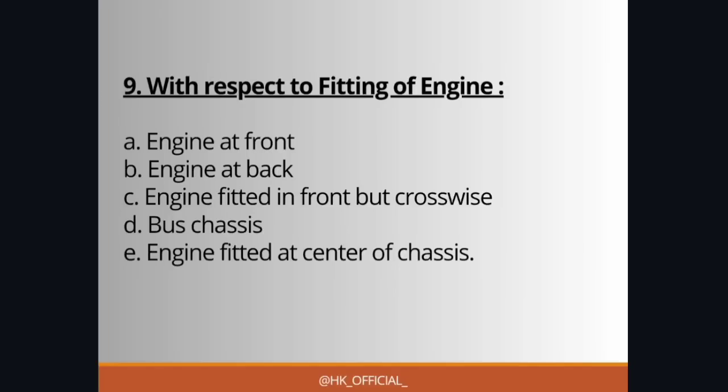Then bus chassis. What is chassis if you want to know? It is nothing but it's like a skeleton or framework of the vehicle, and it's the structure that holds everything together including the engine. And we can say engine, as it is an important part of vehicle, it's mounted on the chassis, and this chassis provides support and foundation for the engine and all the other components of vehicle to be attached to and work together. So this was about chassis. So bus chassis, then engine fitted at the center of chassis. So according to the position of fitting of engine, we can classify the automobiles.